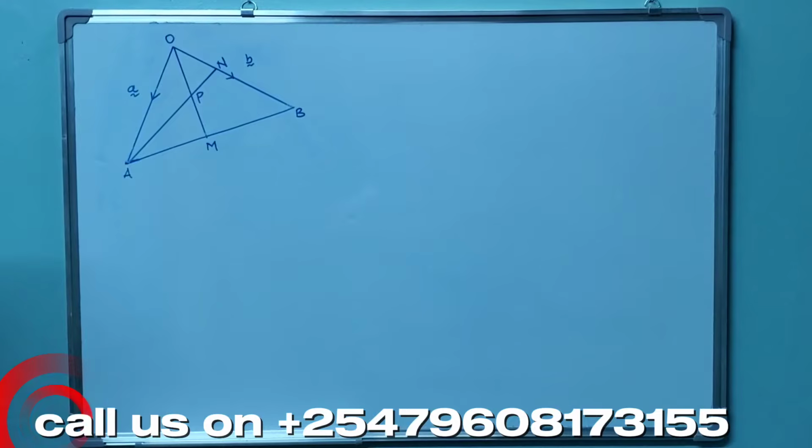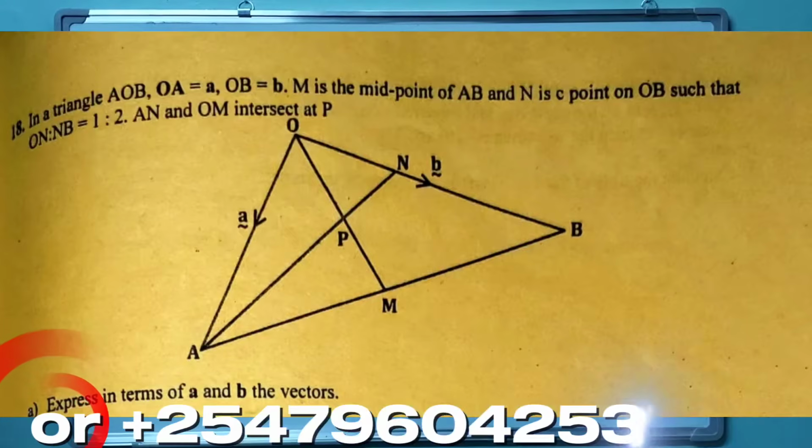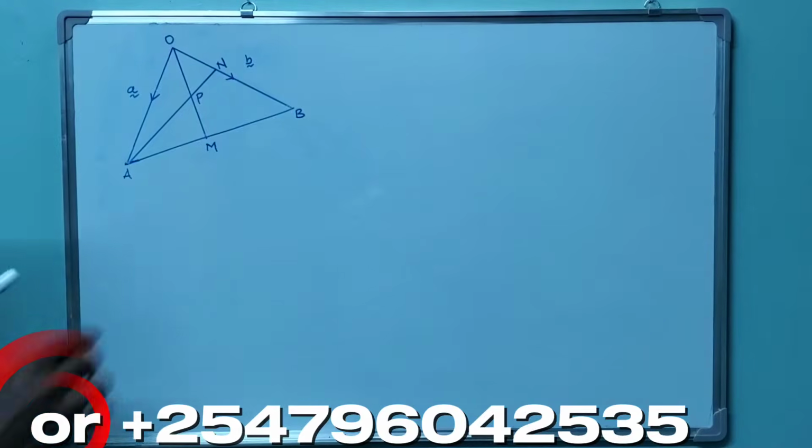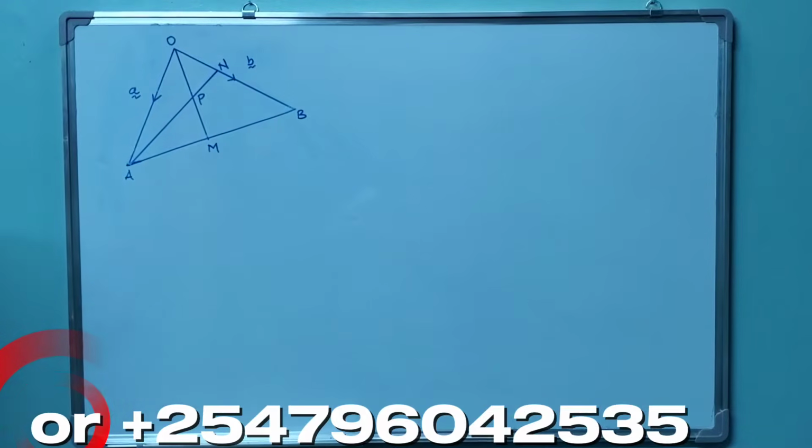Today we are going to work on this question. It's a question of vectors. It will be displayed on your screen. So the question says, in a triangle AOB, OA equals vector A, OB equals vector B. Then you're being told M is the midpoint of AB.